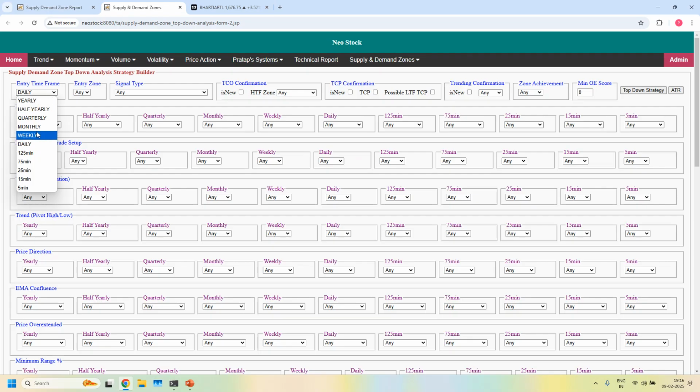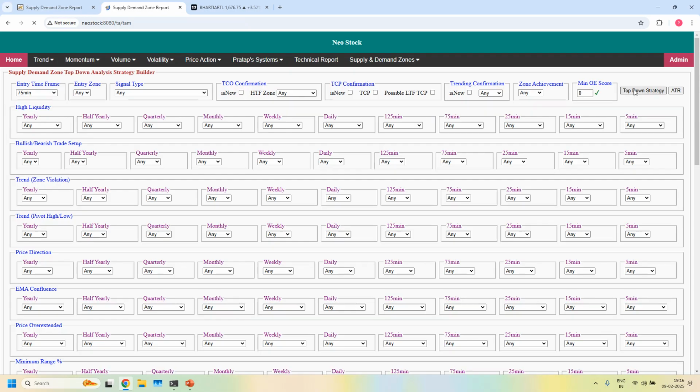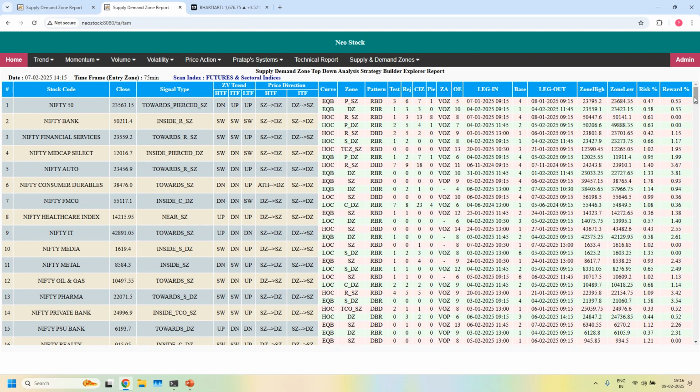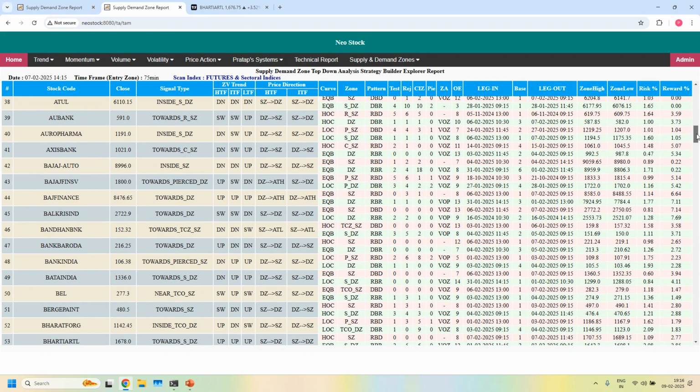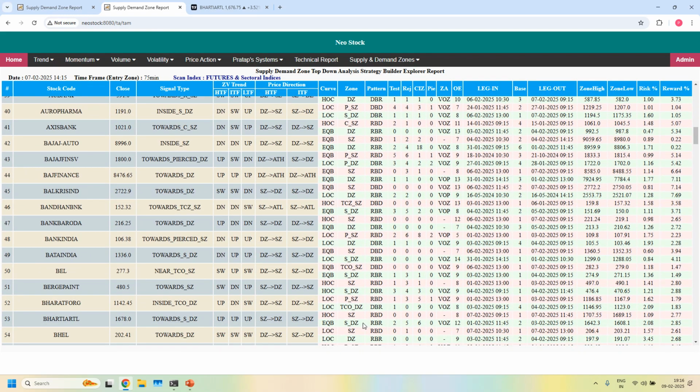So I'm selecting the 75 minutes time frame. In the 75 minutes time frame, I'm generating all the stocks' supply demand zones. Bharti Airtel, 75 minutes demand zone, 2 base candles.